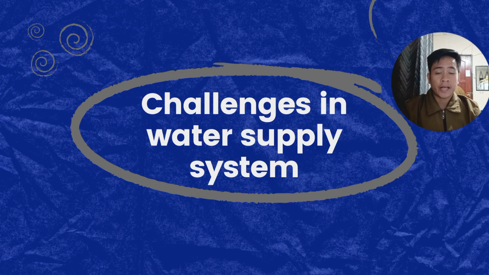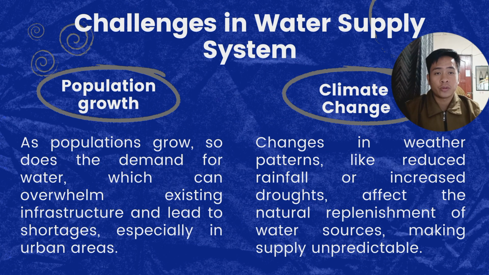Challenges in water supply systems. The first challenge is population growth. As population grows, demand also grows. It can overwhelm existing infrastructure and lead to shortages, especially in urban areas. So that's why population growth is one of the challenges.